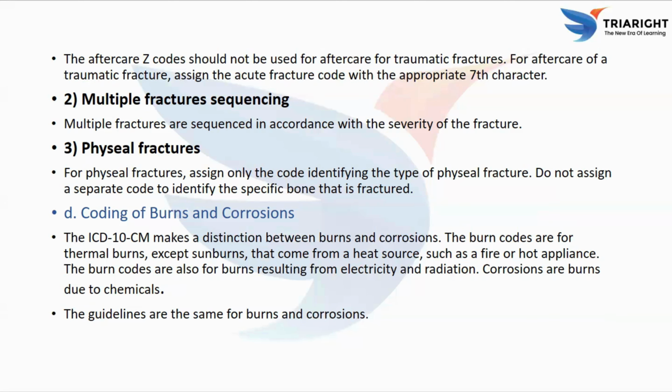Sunburns also have separate codes. Chemical burns are always coded as corrosions. So what are the coding guidelines? The coding guidelines are the same for both burns and corrosions. This includes the degree, that is first degree, second degree or third degree of the burns. Second is the body site. Third is the extent, the total body surface area. And the fourth one is external cause codes.